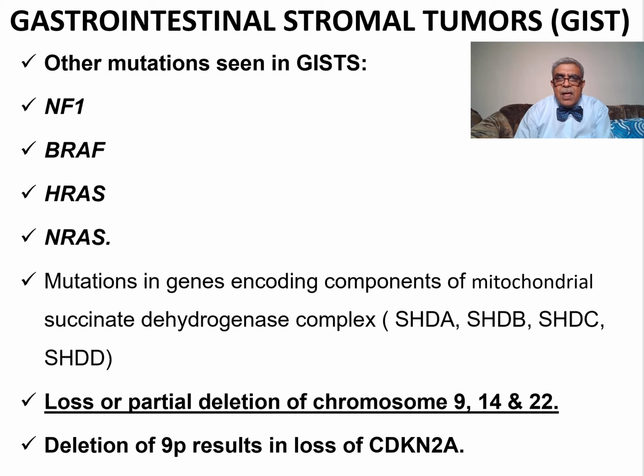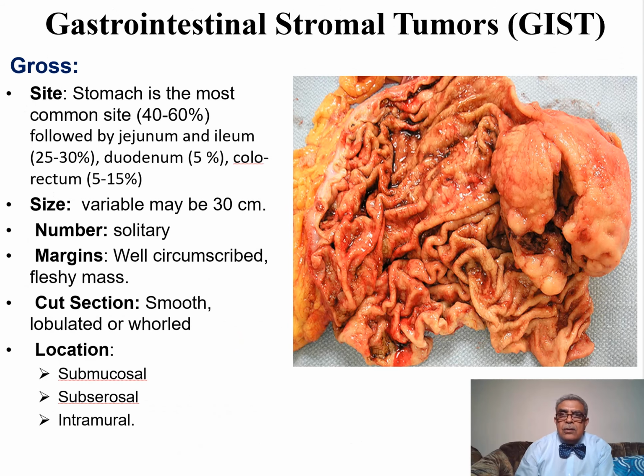There are many other mutations seen in GIST, like mutations in neurofibromatosis, BRAF, HRAS, NRAS, and mutations in genes encoding components of the mitochondrial succinate dehydrogenase complex, that is SDHA, SDHB, SDHC, and SDHD. There is also partial or complete loss of chromosome 9, 14, and 22, and deletion of 9p results in loss of CDKN2A.